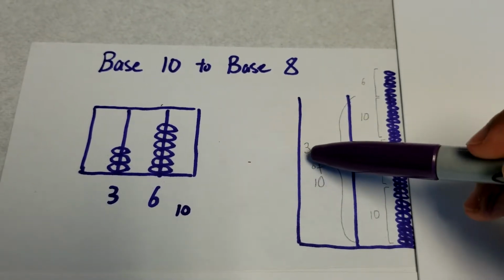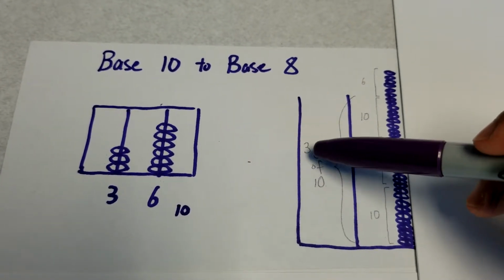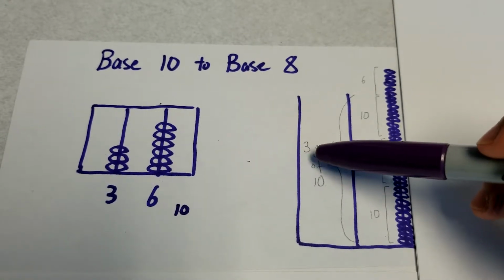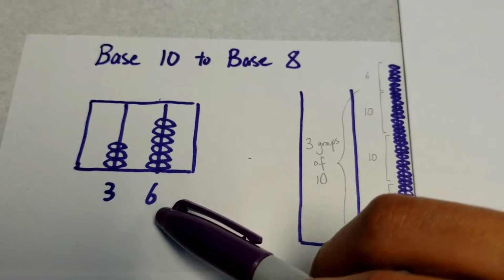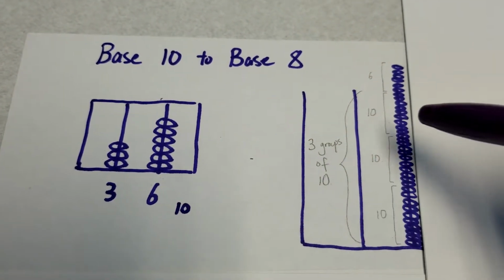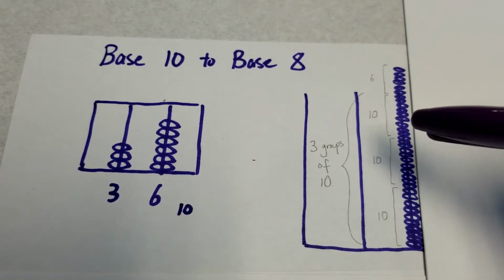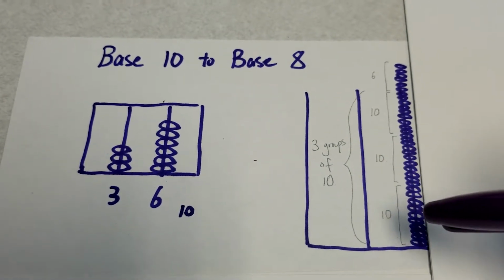We have 3 groups of 10. Remember, 3 groups. Make sure you keep this in mind. 3 groups, and then plus the remaining 6. That is where we get the number 36 from, because we have 3 groups and each group has 10 rings.